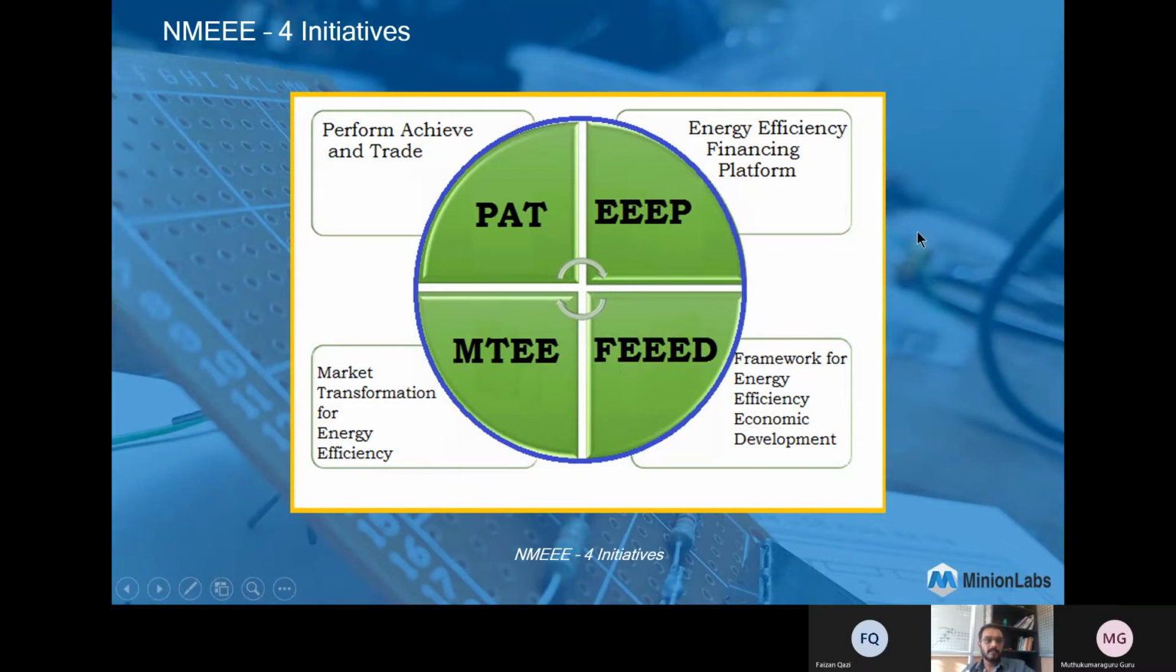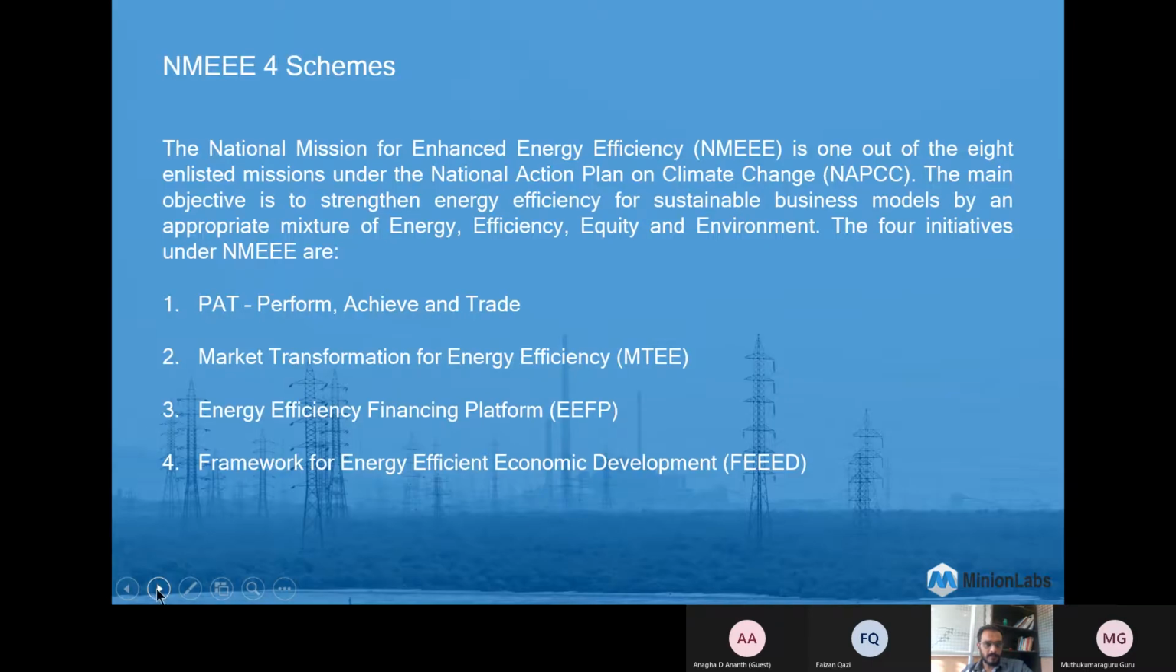So NMEEE is an organization, the National Mission for Enhanced Energy Efficiency. It implemented four different initiatives: PAT, MTEE, EEFP, and FEEED. Let us look into them one by one.